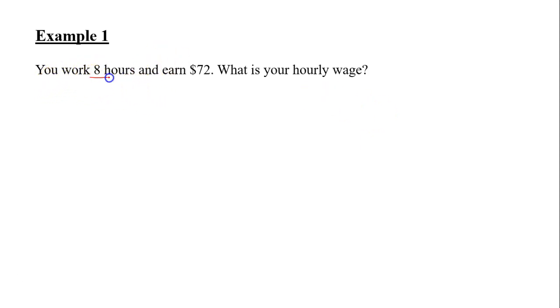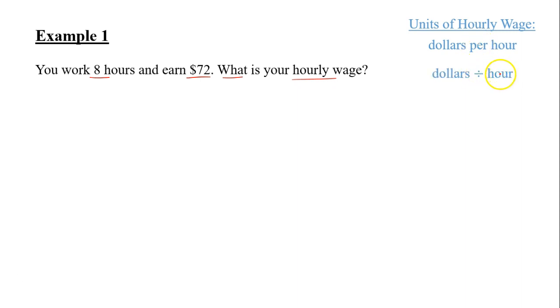Okay, check out example 1. You work 8 hours and you earn $72. What is your hourly wage? Well, what would the units of my hourly wage be, right? Units for your hourly wage is usually dollars per hour, right? There's different ways to write dollars per hour, because per translates into divide. So dollars divided by hours. Just like on the last one I had, it's miles divided by hours. Same thing. So you could write it like this, dollars over hours, or dollars per hour.